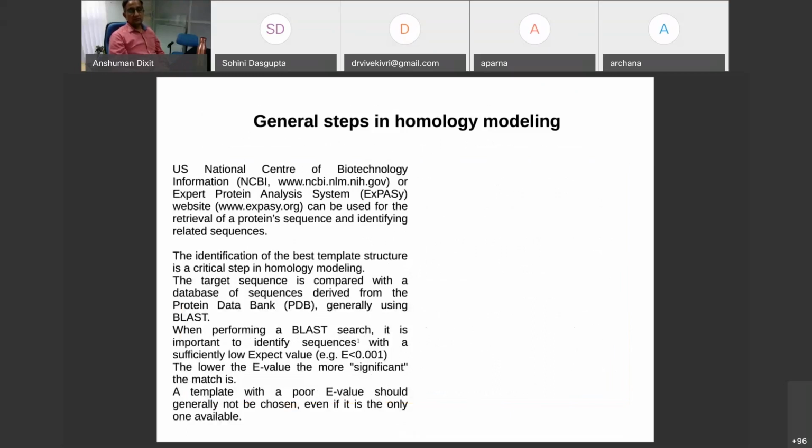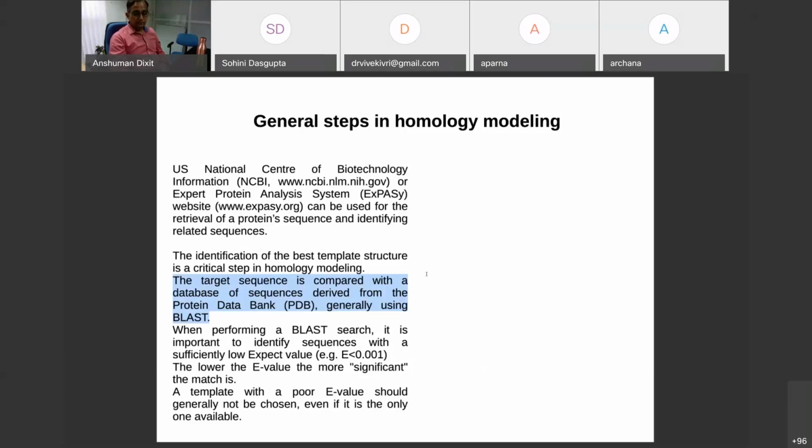These are the general steps. The first one is you have to identify the protein sequence which you want to model. Once you identify your protein sequence, then you have to compare this sequence with a database of sequences derived from the PDB. To do that, you use BLAST. As I said earlier, BLAST can be used to identify similarities between two proteins. So you BLAST your sequence against the Protein Data Bank, because it is a repository of 3D structures. You need a 3D structure to create your own homology model.